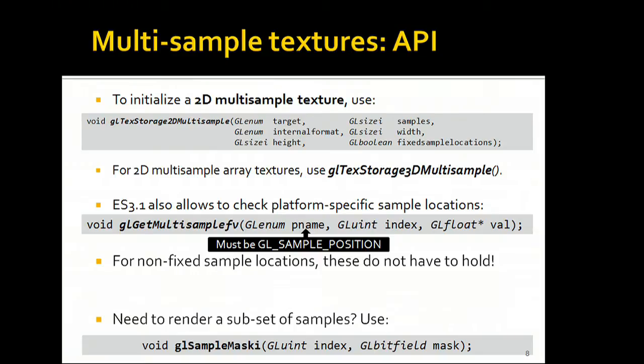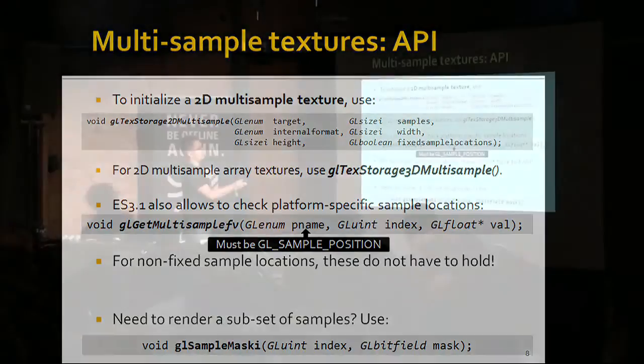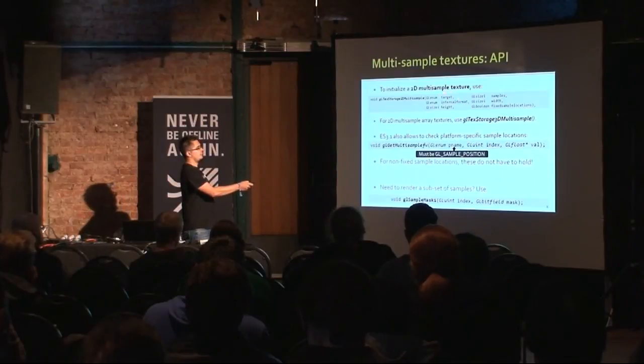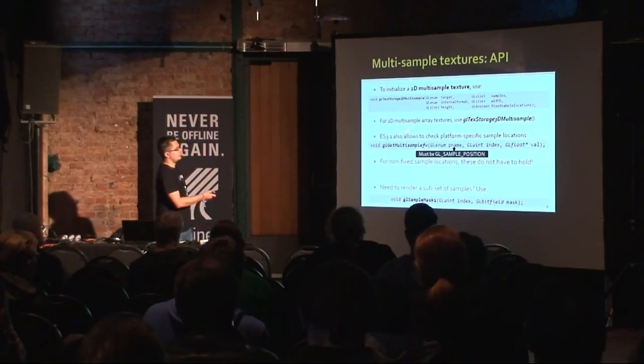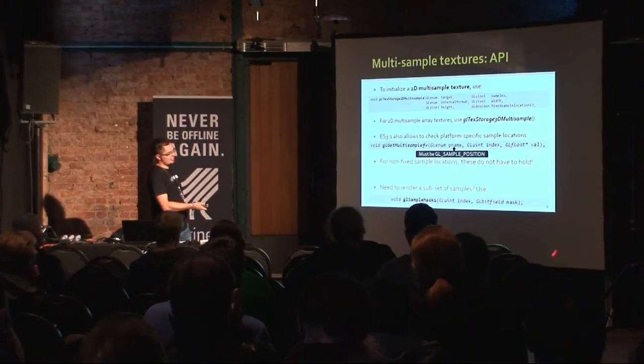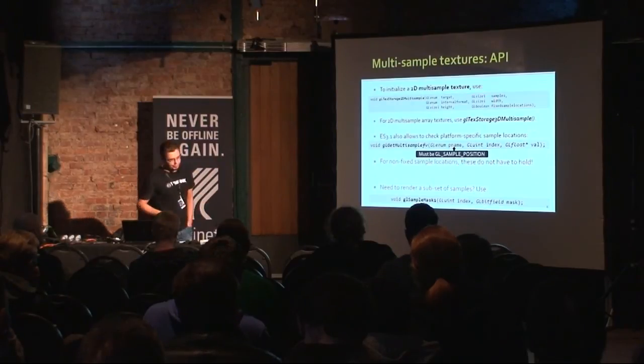Otherwise, you set it to false and leave it to the implementation to decide how many samples it wants to use for each of the texels, and so on. Of course, this is only going to, oh, sorry, I made a mistake, because target needs to be GL_TEXTURE_2D_MULTISAMPLE for this one. If you want to use 2D multisample array textures, that makes sense. You need to use glTexStorage3DMultisample.